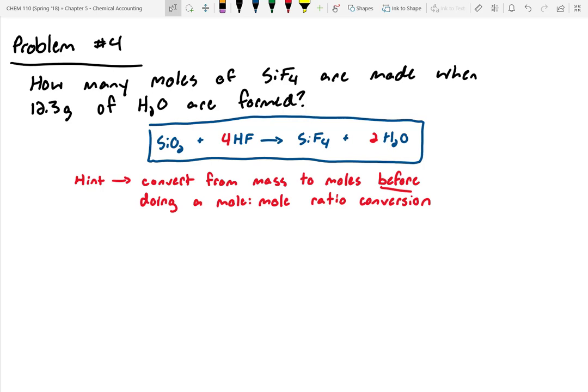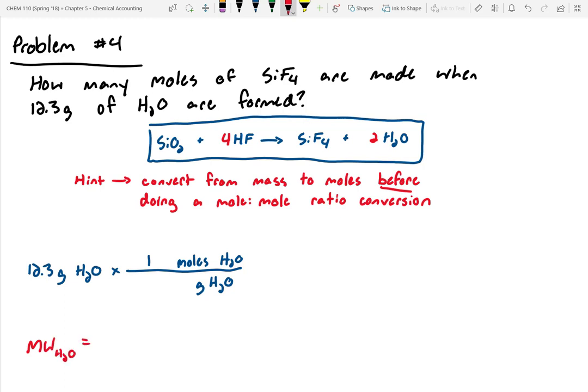All right, it looks like we've got a fair number of people that have gotten it already, so let's go ahead and try to do this. Just like before, we always start out with what we know. We know we have 12.3 grams of water. That's the given unit. We need to get rid of grams and go to moles. So I'll put grams of water down on the bottom. I'll put moles of water on the top. Now the question is, how many grams of water are there for every 1 mole? In order to do that, just like before, we have to find the molecular weight of water. So I'll just do that down below.